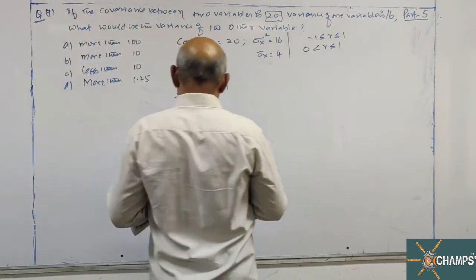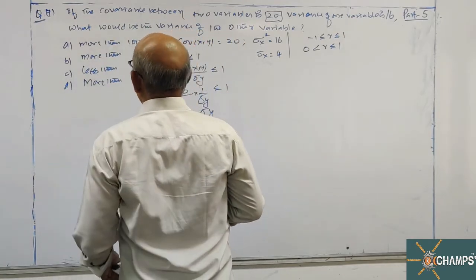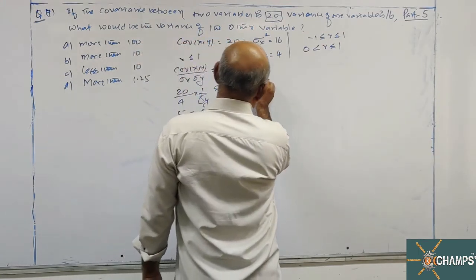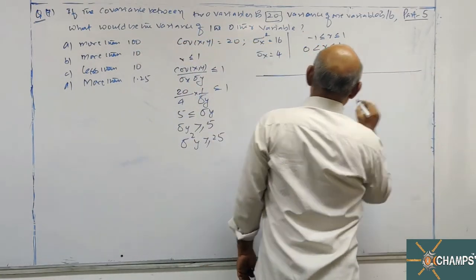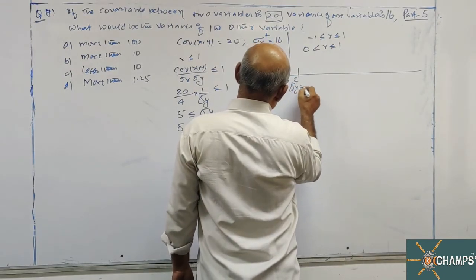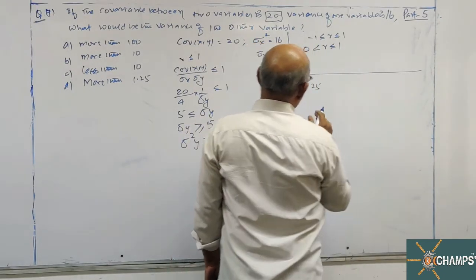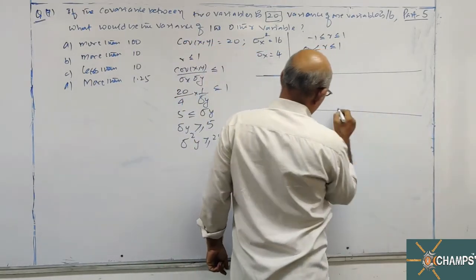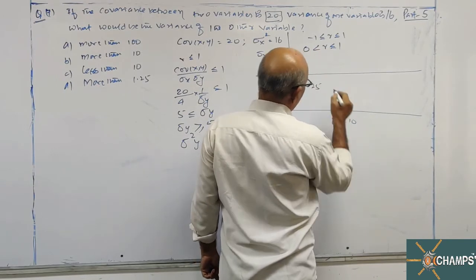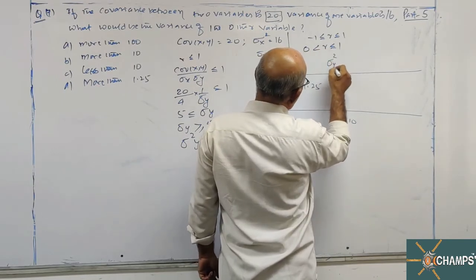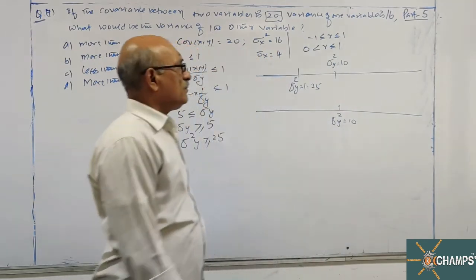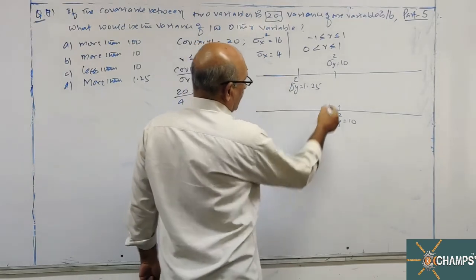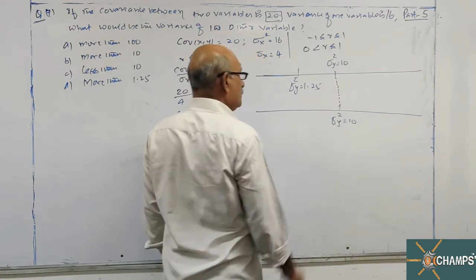Now let us see here, these are all inequalities: more than 100, more than 10, more than 1.25. Let us represent the values on a real line. This is variance of y is 1.25, greater than means right hand side. Second one is more than 10, variance of y is equal to 10. On the first line also you have variance of y as 10. So for these two lines it is the common value.